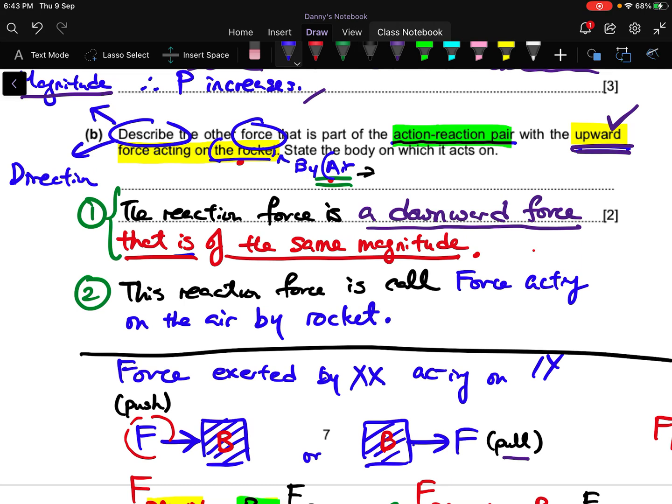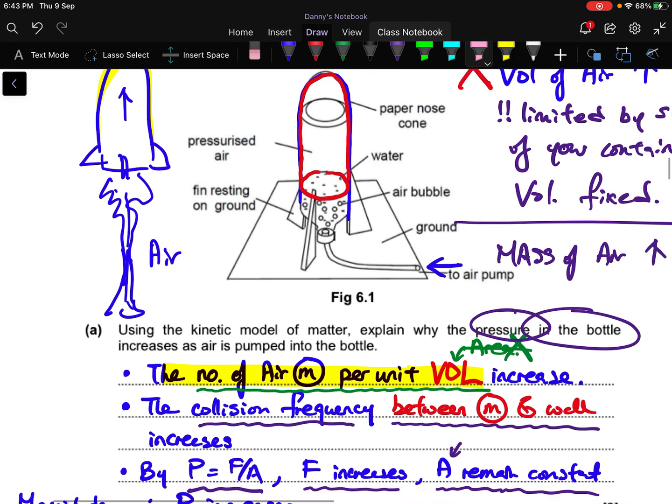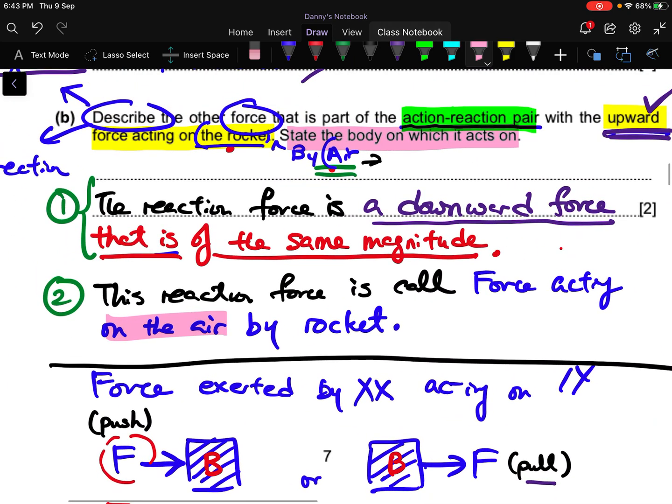By rocket. Done already. Correct or not? Because the question only wants me to state the body on which it acts. I wrote already: state the body it acts on, air. Air is a body. Yeah, a body of air. Correct? Or you want to talk about the water? Water also can. We accept both.